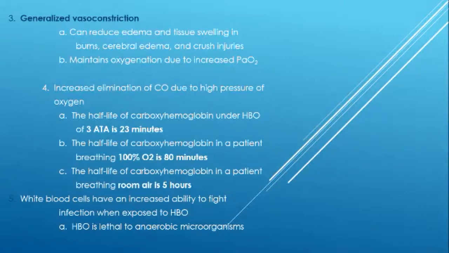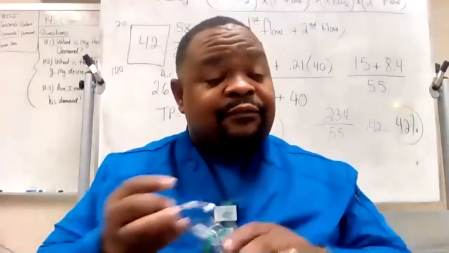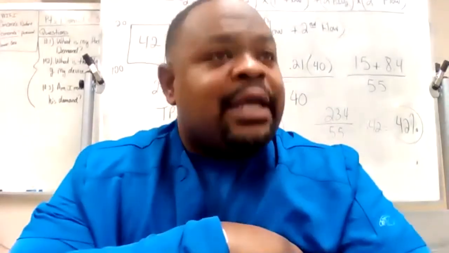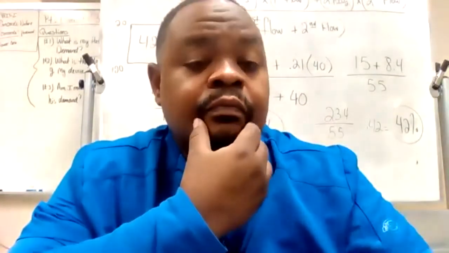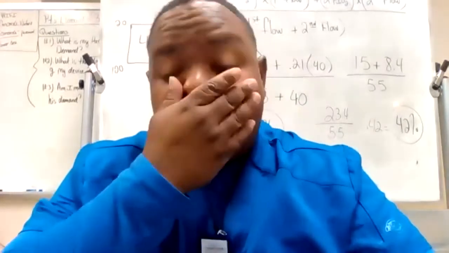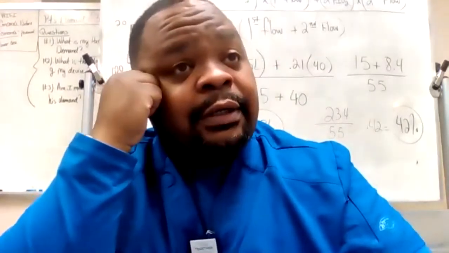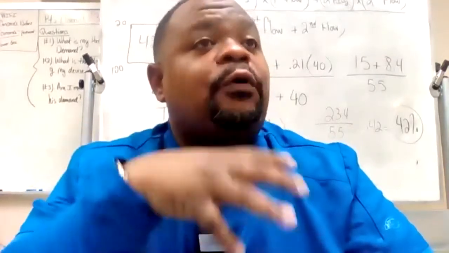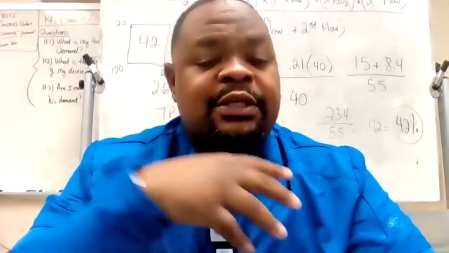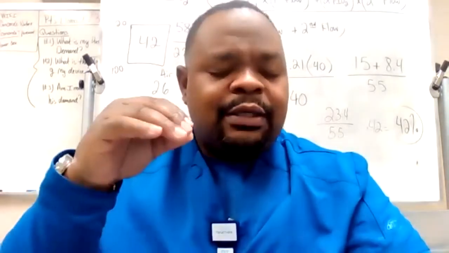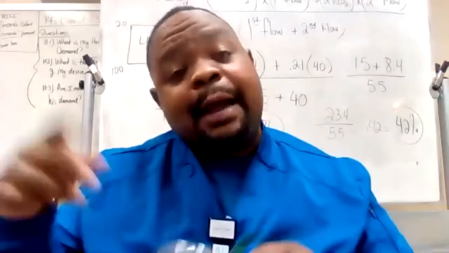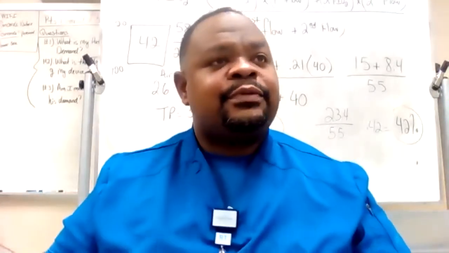Let's look at B. The half-life of carboxyhemoglobin in a patient breathing 100% is 80 minutes. So if I don't have a hyperbaric chamber and I pull you out of the house fire and give you a non-rebreather, it's going to take 80 minutes before it gets off of your system. So how long is 80 minutes? About an hour and what? 20 minutes. About an hour and 20 minutes you're sitting there struggling before it actually gets off of your bloodstream, okay? It's going to take 80 minutes for carbon monoxide to leave the system, breathing 100% oxygen. But in a hyperbaric chamber, it's 23 minutes. See how big of a difference that is?